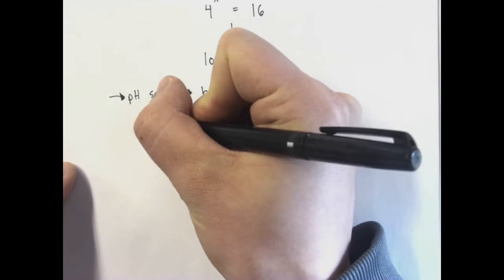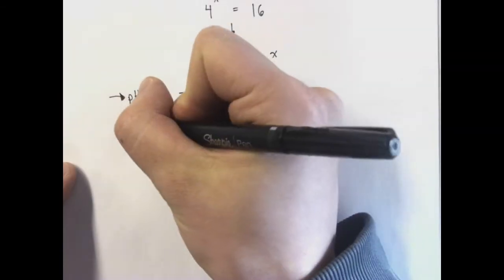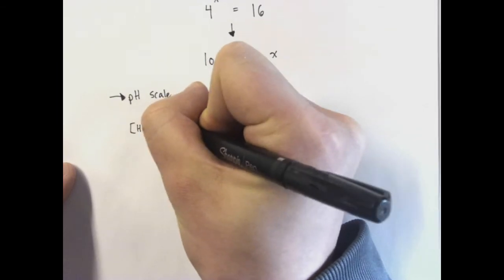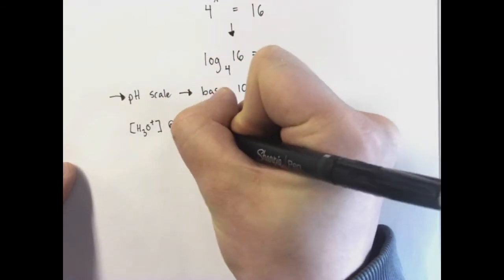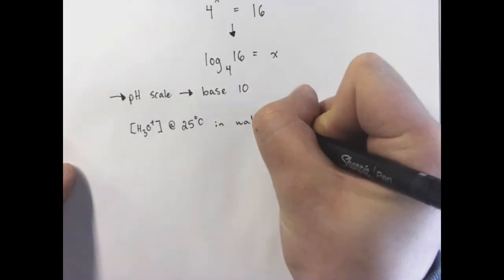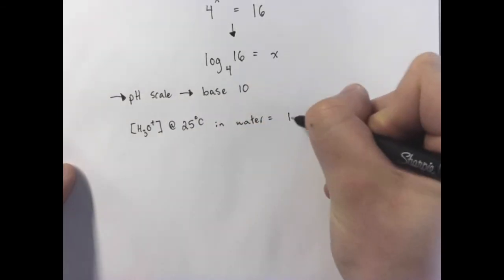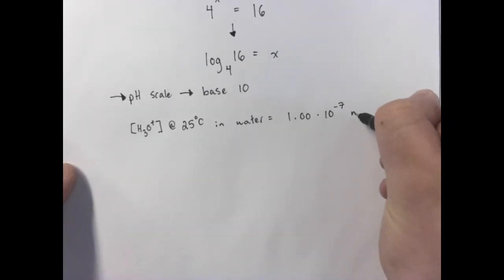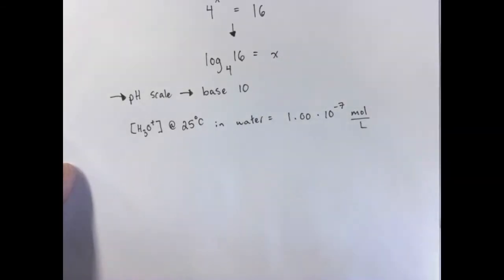So for example, water has a concentration of hydronium ions at 25 degrees Celsius of 1.00 times 10 to the negative 7 moles per liter.